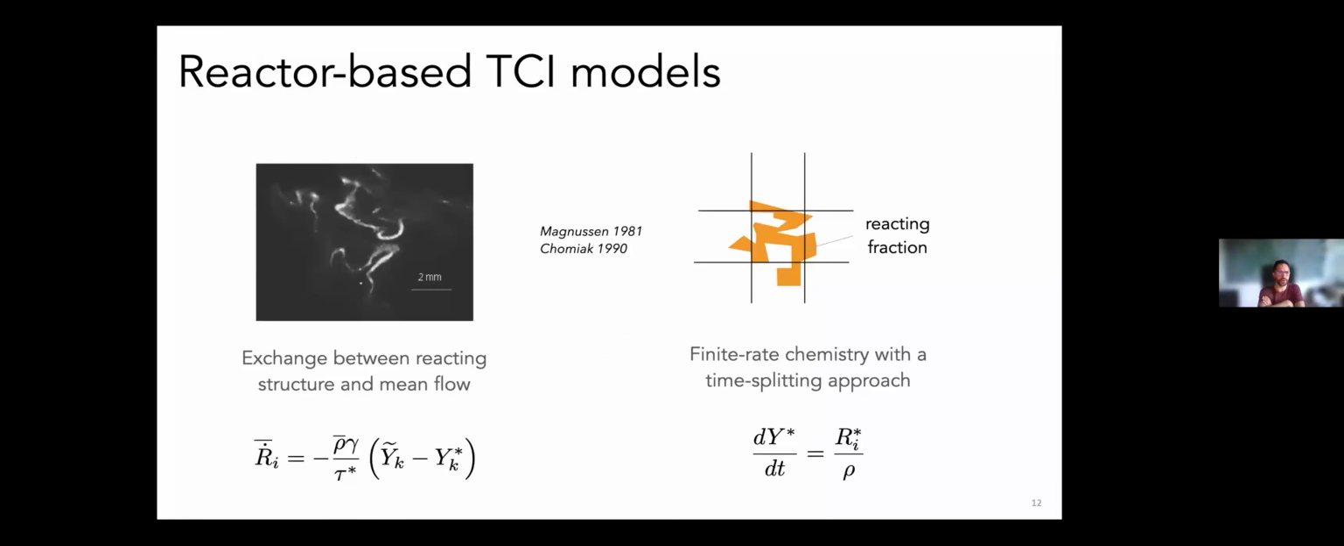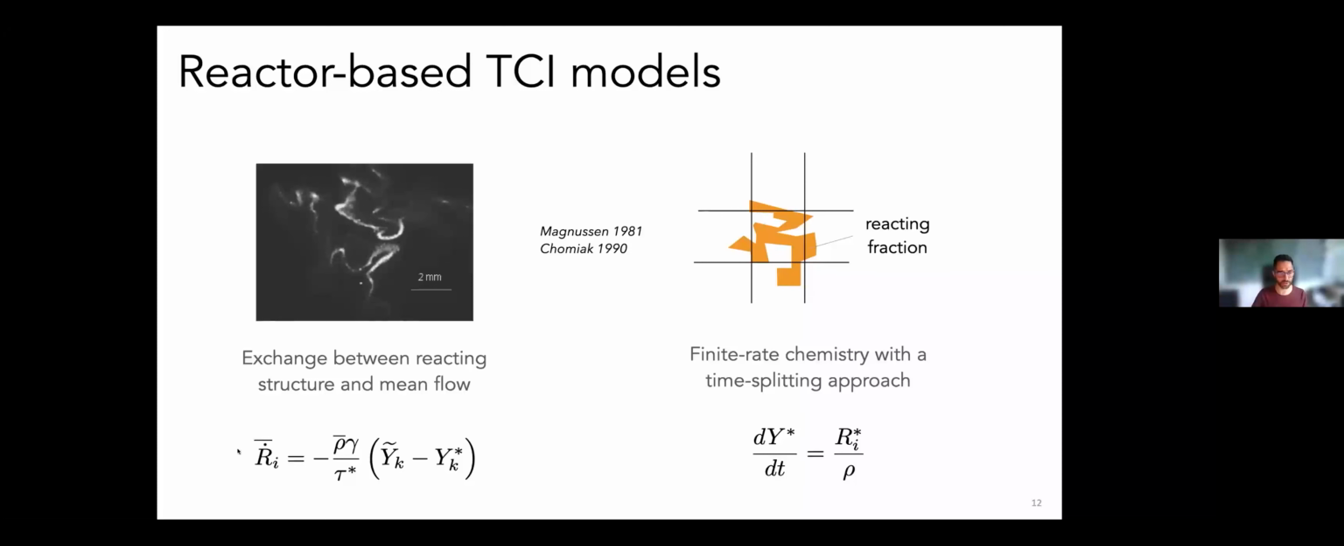I would like to introduce now the reactor-based turbulent chemistry interaction models. This goes back to the pioneering work of Magnussen and Chomiak, where they assume that there is a part of the cell. Imagine this is your reacting cell. Part of this cell is a reacting fraction, depicted here in a real photograph, and it can be described using an ideal reactor formulation.